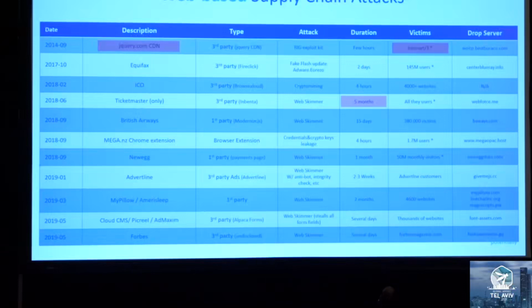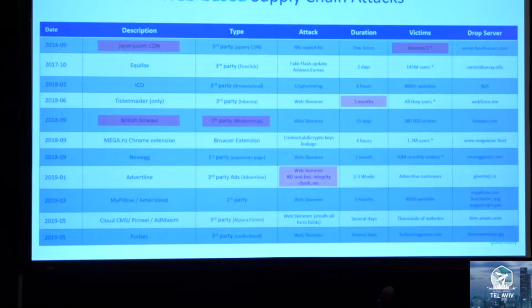Then last year, the Ticketmaster attack lasted for 5 months. 5 months exfiltrating credit card information without being mitigated. So I think it's concerning. The British Airways attack was also very widely referred to, and it's different from the previous ones because in that case it wasn't a third party that got compromised, but rather the first party code. So they were able to breach into the network of British Airways and compromise the code directly on the server.